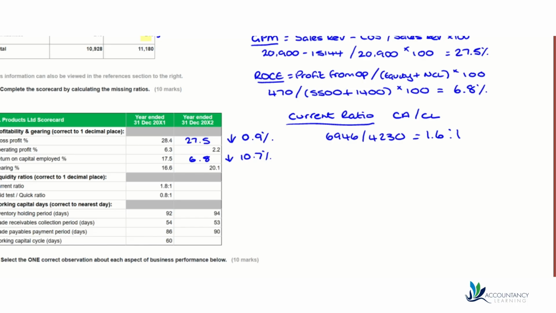A common benchmark for a healthy current ratio is between 1.5 and 2. So having a 1.6 to 1, this indicates that the company has more current assets than current liabilities and should be able to meet its short-term obligation.